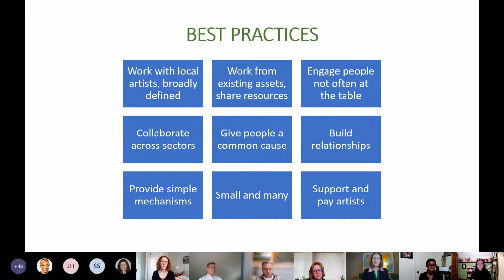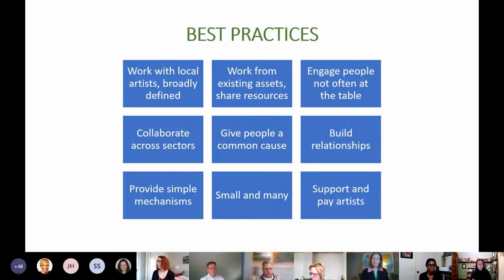But building relationships is what changes things, right? When two people who would normally never have a reason to interact meet one another and maybe work together, maybe it's an artist and a staff from a city department, when they work together, then all kinds of things blossom from that. Providing simple mechanisms, so making sure things are easy for people to work together. How do you lower barriers?